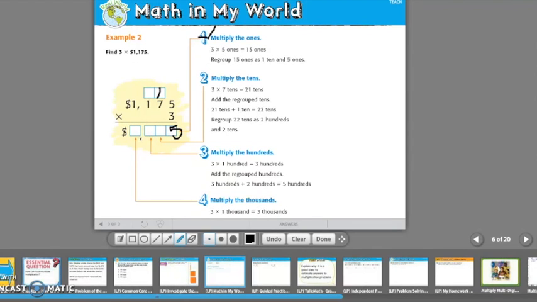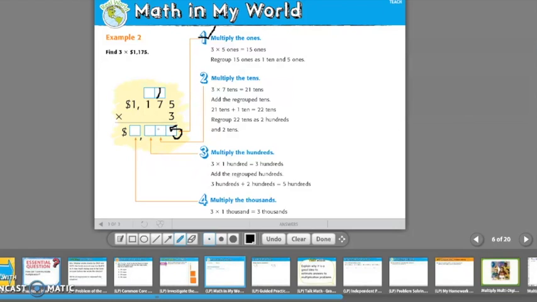Step 2 says multiply the tens. So I have 3 groups of 7 tens. So I have 3 times 7, and that's 21. Now, remember, I still traded in and got that extra 1 tens rod. So now I have 21 and 1 more. And I see here that I have 21 tens plus 1 tens. And that gives me 22 tens.